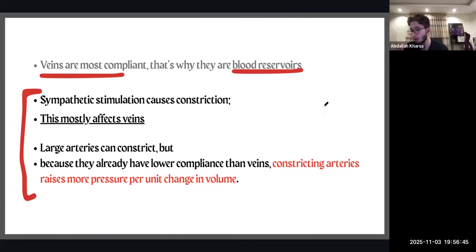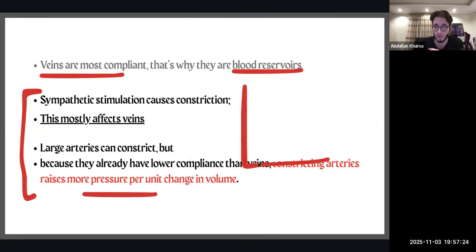This is how sympathetic stimulation affects the arteries versus the veins. Right? We said the arteries have lower compliance, right? And veins have higher compliance. Due to this, when I constrict an artery, it raises the pressure more. Because the pressure in them is already higher. They already have higher pressure, and they have lower compliance. When I constrict the arteries, it raises more pressure.